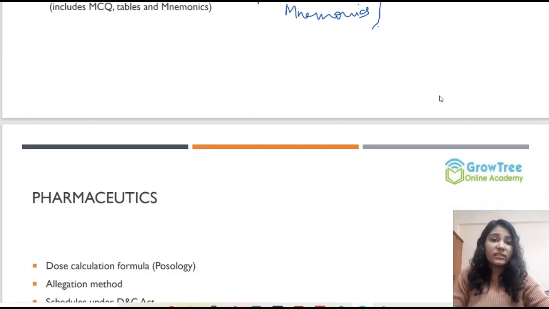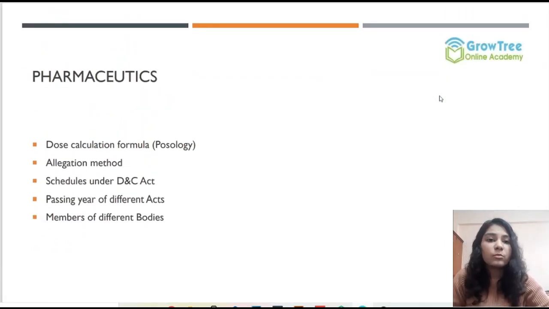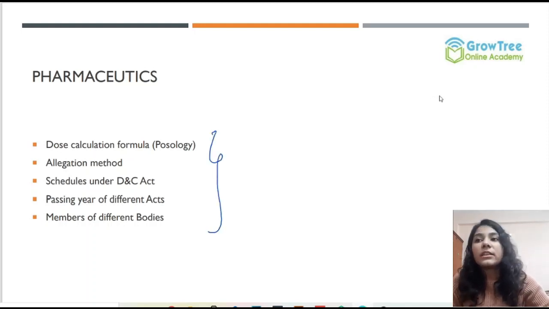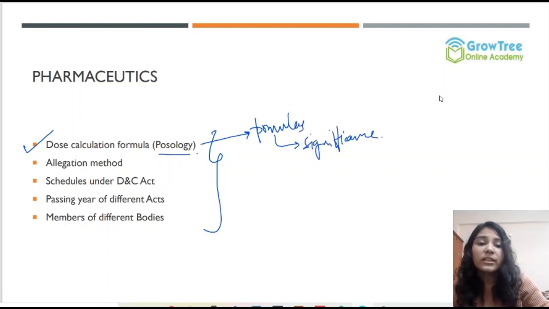Let's come to our next subject, that is pharmaceutics, and there are some important topics which are generally asked almost every year. These are drug calculation formulas, also called posology. You should be familiar with the formulas and about the significance too. The second one is the alligation method. This is kind of easy, but still you need to practice some MCQs. Quite a few times the alligation method has been asked.